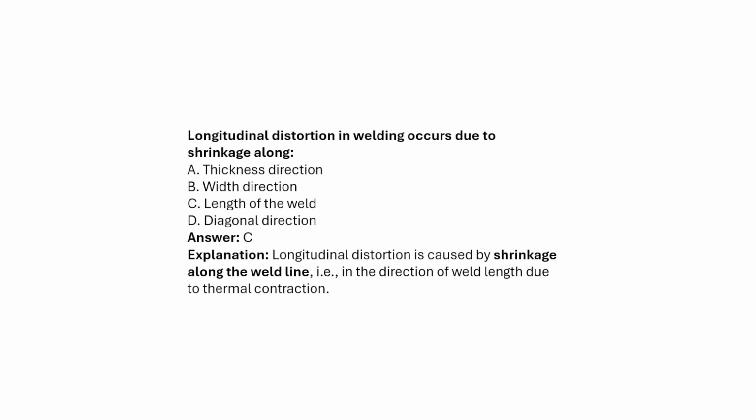Longitudinal distortion in welding occurs due to shrinkage along. Longitudinal distortion means it should be shrinking along the welding bead line. That will be thickness direction, width direction, length of the welding, or diagonal direction. Answer will be C. It is the length of the welding.